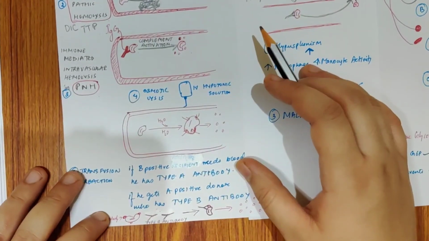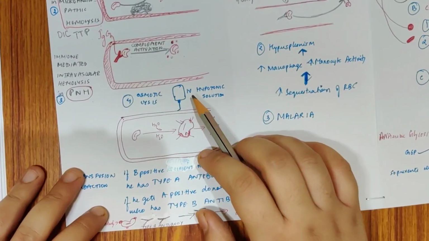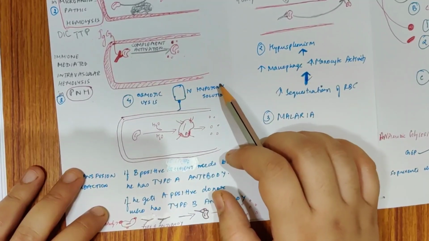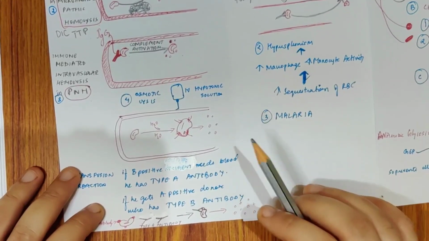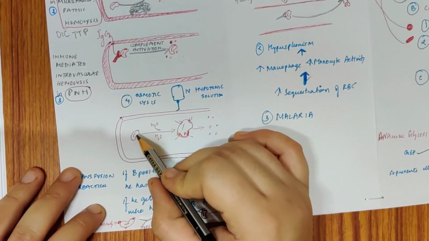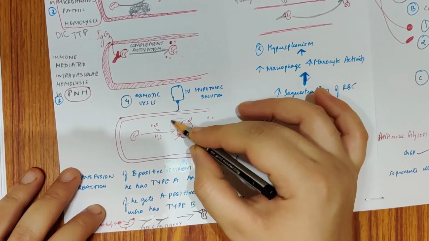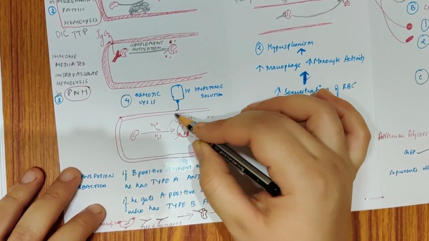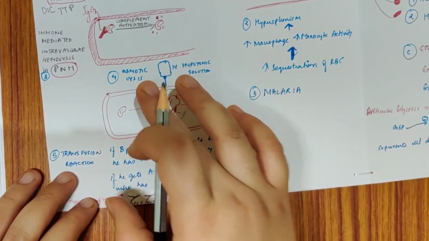Number 4 is osmotic lysis. In osmotic lysis, whenever you give a hypotonic solution as an IV, water starts to enter the RBCs. So the RBCs will swell up. They will increase to such a big size that they start collapsing. So this happens in osmotic lysis.